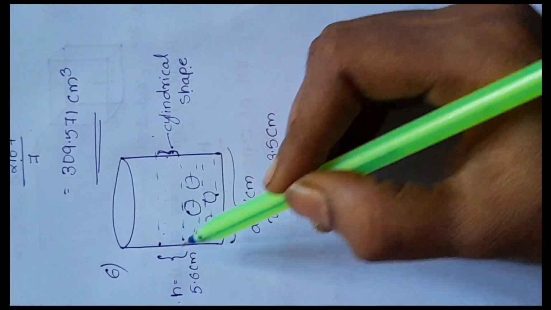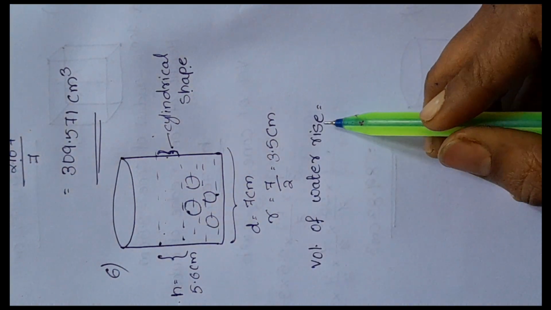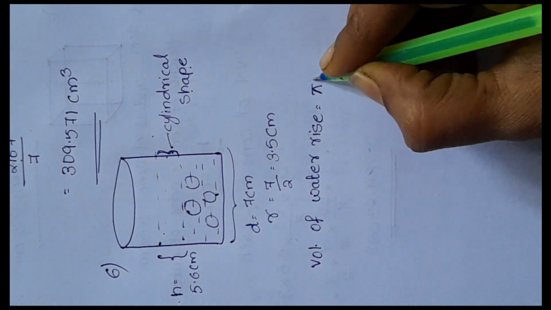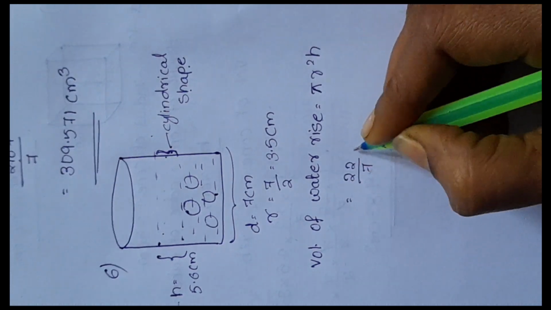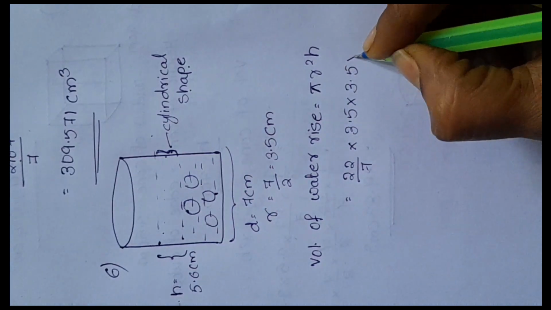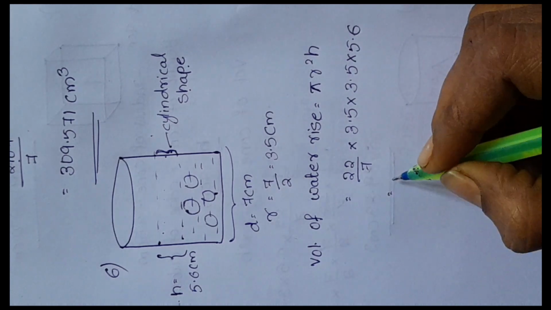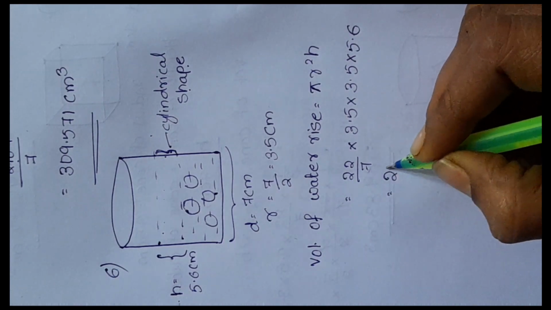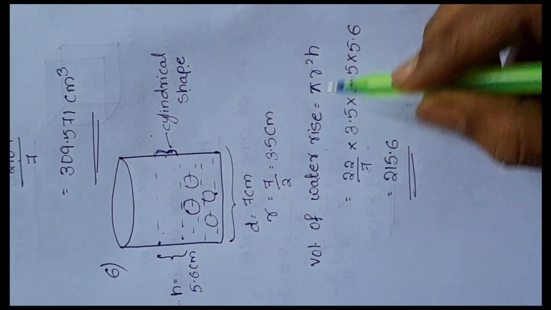And for this cylinder also, R is equal to 3.5. Now the volume of the water rise, because this is a cylinder, we should take the formula pi r square H. Substituting the values, 22 by 7 into R value 3.5 into 3.5 into H value 5.6. So on calculating, 215.6 is the volume of the rise in the water level.